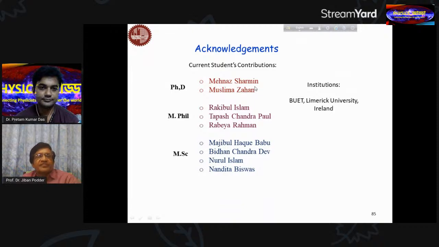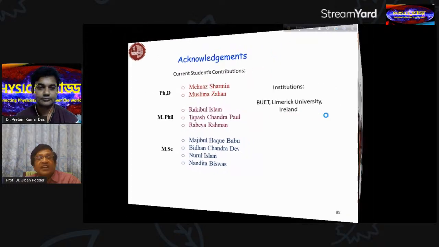These are the PhD students Mehrnaz Sharmin and Muslima Jahan. They deposited films for glucose sensing and glucose sensing devices, and these groups work with zinc oxides and titanium dioxides. Here we are also working on hard tissue engineering with barium calcium titanate, and that group is working on making hard tissue. The institution is Limerick University, with the Barnell institutions for the collaborative work on the LED light.